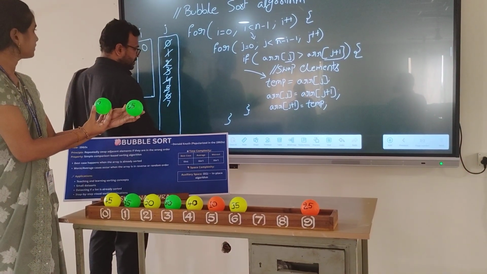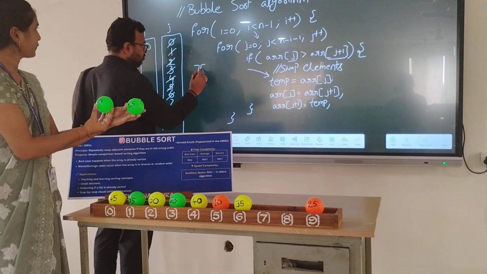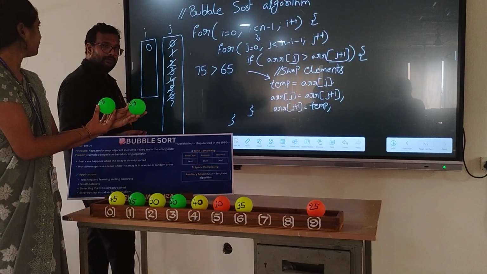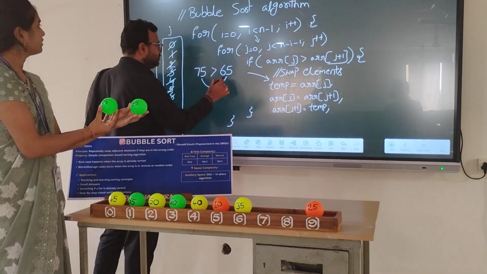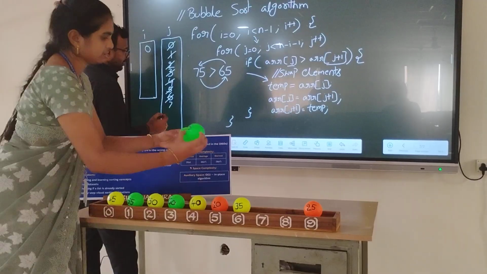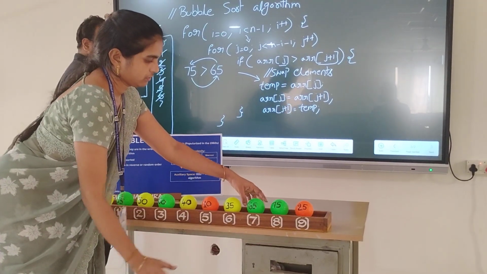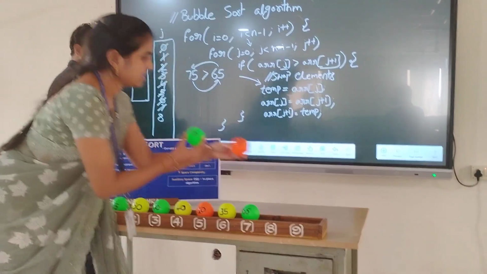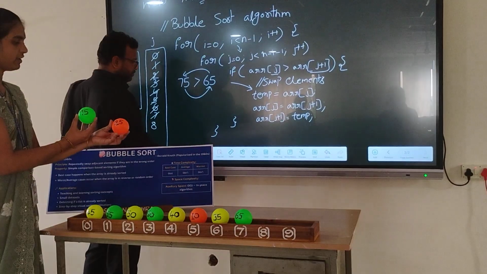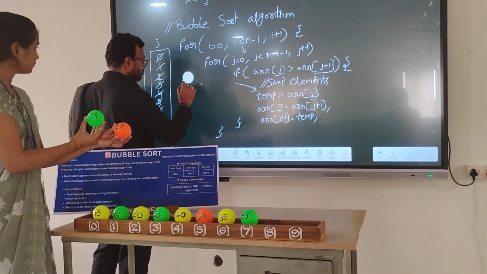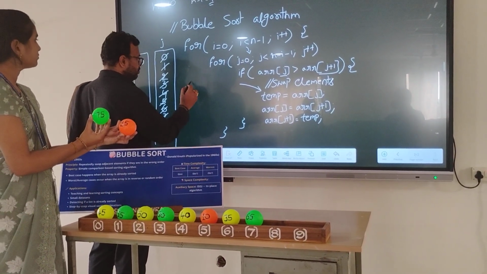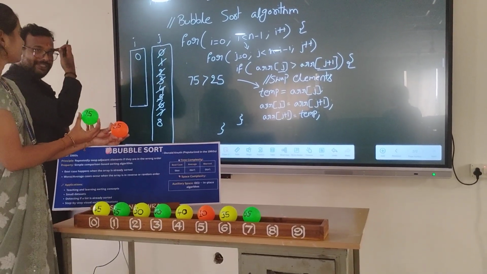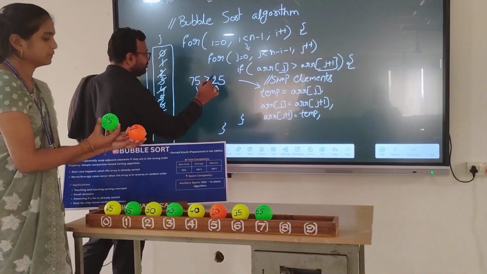75, 65. Again swapping is done. The condition is true, which means swapping is done. 75 moved to this place and 65 is moved to this place. J value 8. 75, 25. The condition is true. Swapping is done.